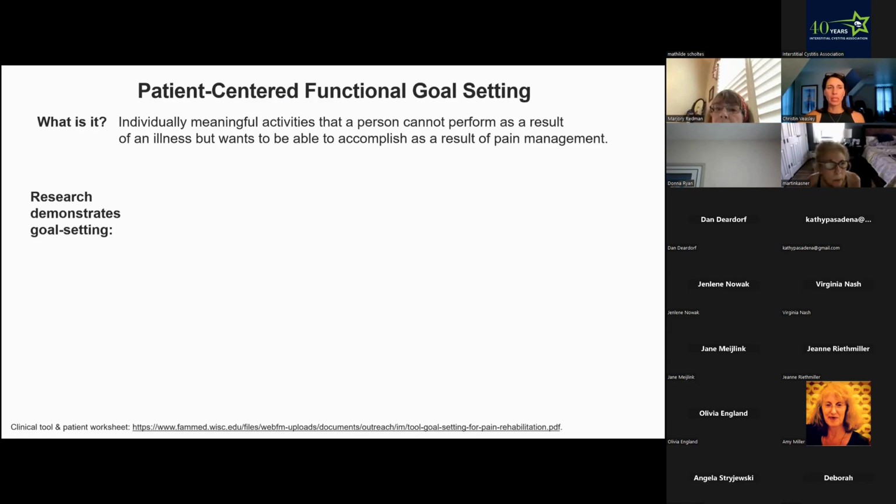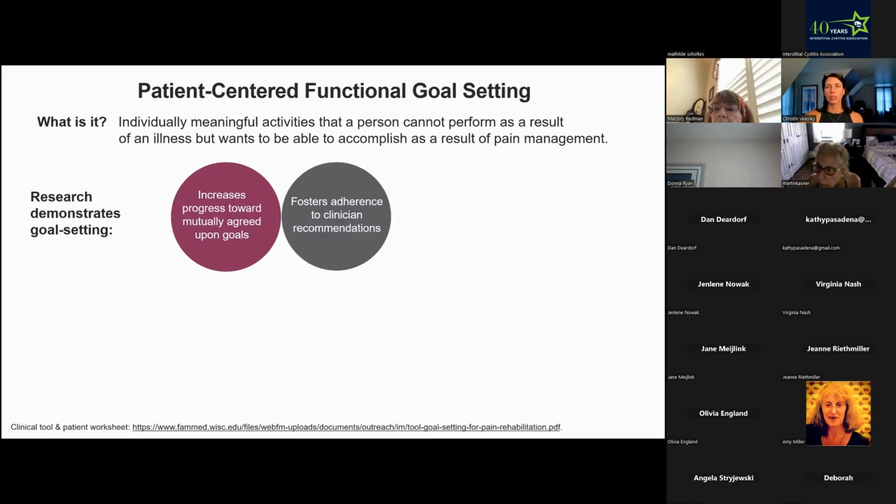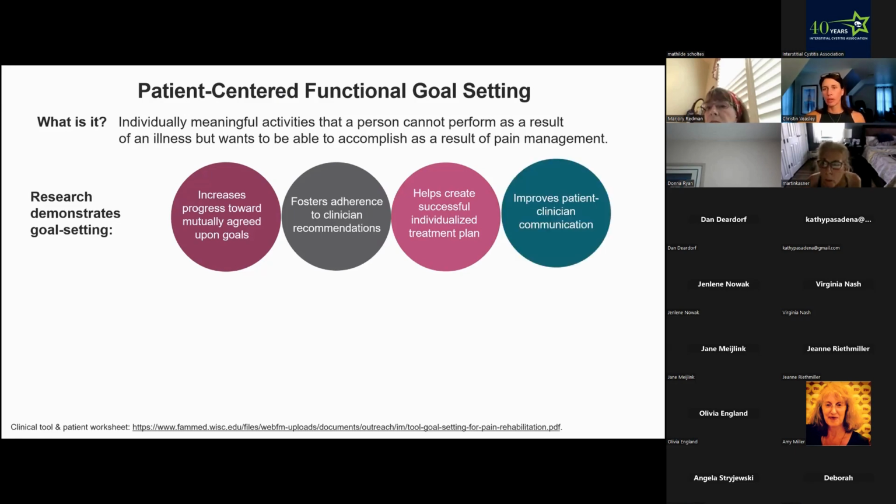And research has demonstrated that goal setting helps increase progress towards mutually agreed upon goals between clinicians and patients. It helps foster adherence to the clinician's recommendations. It helps to create successful individualized treatment plans that are specific to you and what matters to you, and it also does improve communication between patients and clinicians.